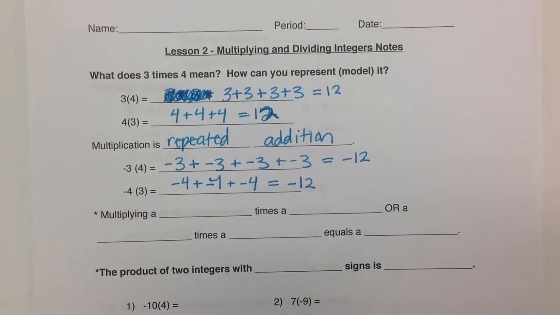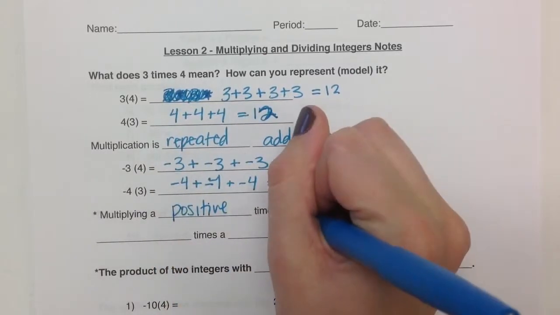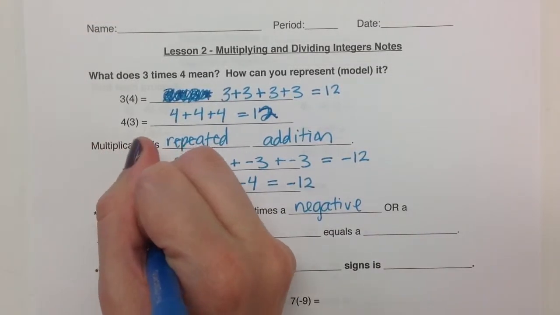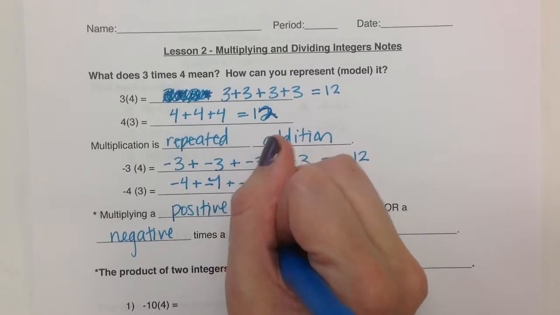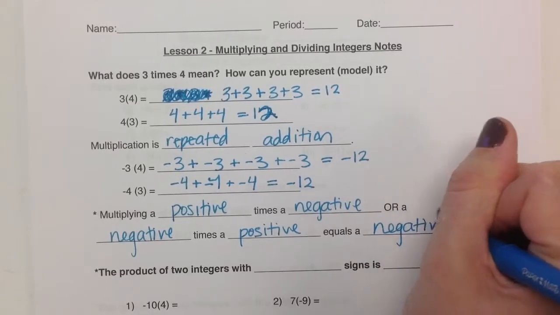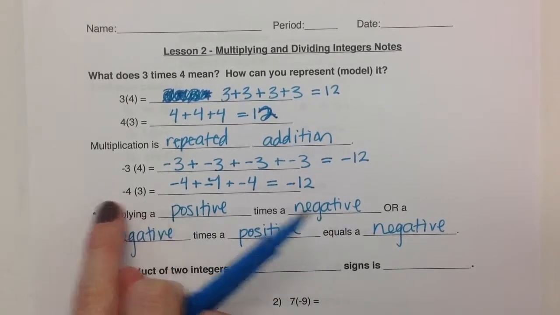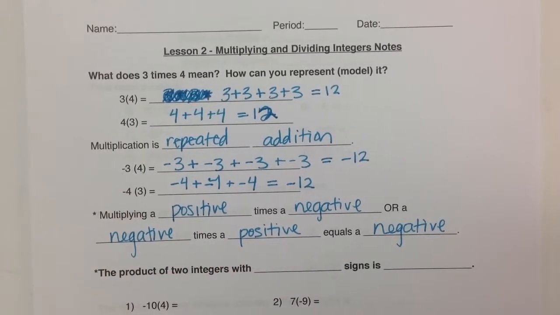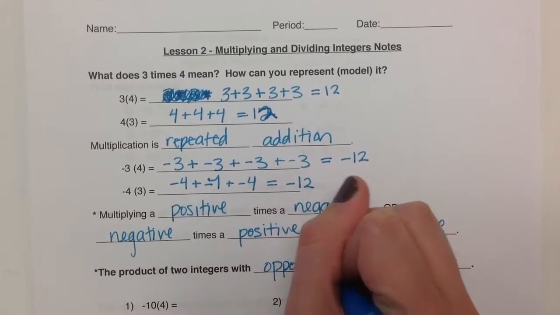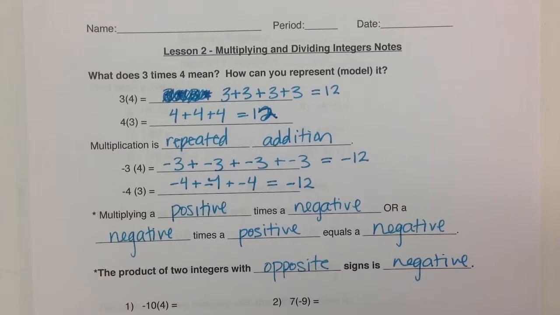So multiplying a positive times a negative, or a negative times a positive, either way does not matter, equals a negative. A negative times a positive, you've got a negative result. And with the commutative property, the order doesn't matter. So the product of two integers with opposite signs, a positive and a negative, or a negative and a positive, is negative. We're just doing our basic multiplication.